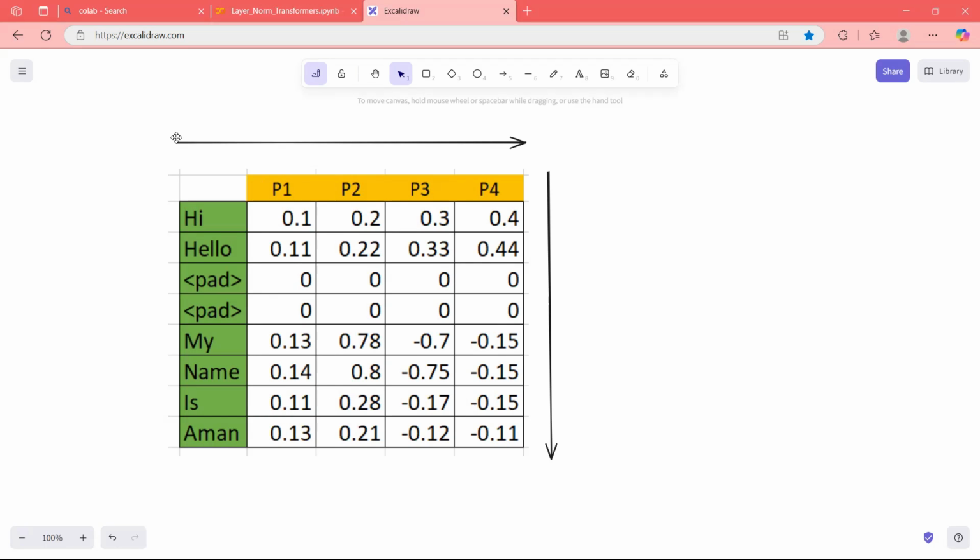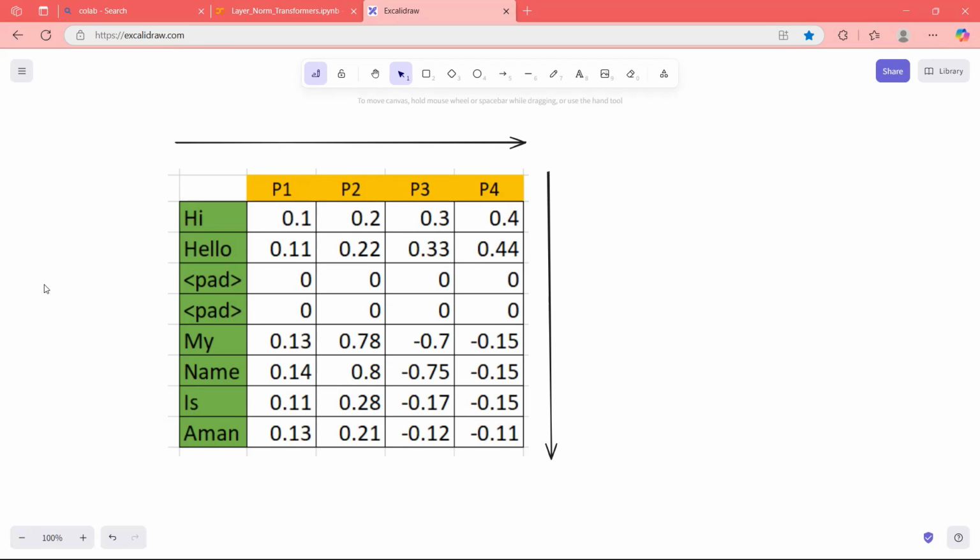And if you normalize horizontally, you will normalize by tokens. For example, you will take the hi token, normalize it across features. You will take the hello token, normalize it across features. Now pause this video and try to think what are the advantages and disadvantages if we normalize vertically versus if we normalize horizontally.